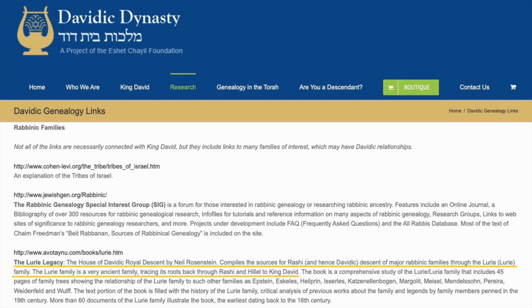And according to Davidic Dynasty, which records all the descendants of King David, it reads, the Lurie legacy, the house of Davidic royal descent by Neil Rosenstein, compiles the sources for Rashi and hence Davidic descent of the major rabbinic families through the Lurie family. The Lurie family is a very ancient family, tracing its roots back through Rashi and Hillel to King David.